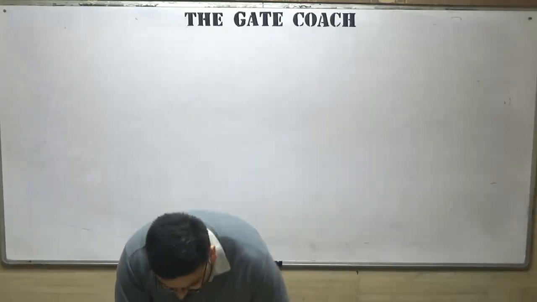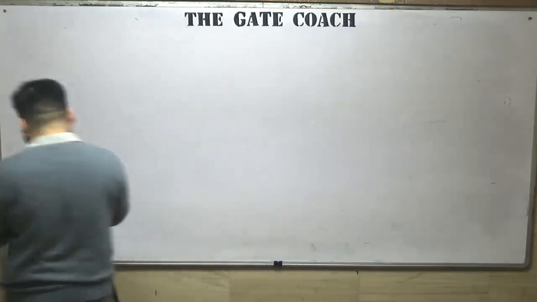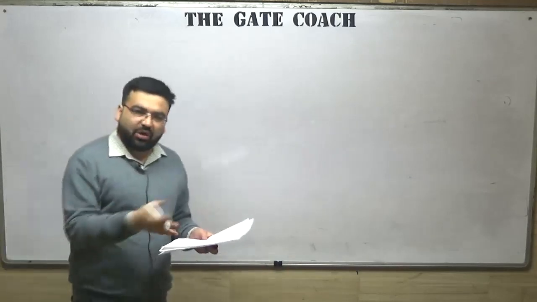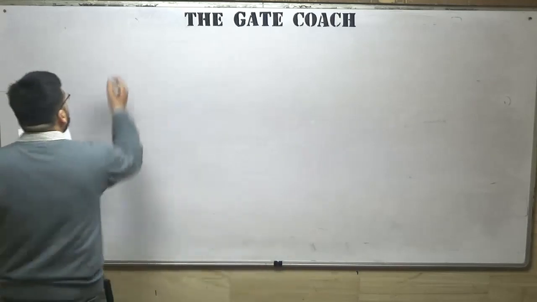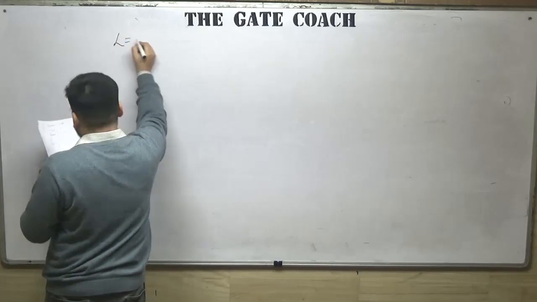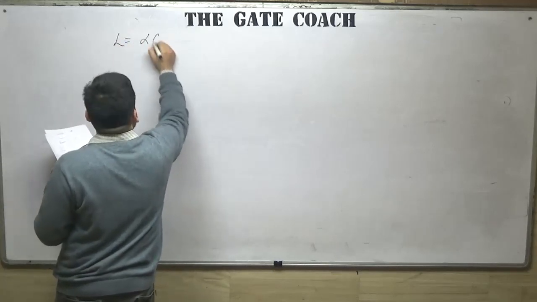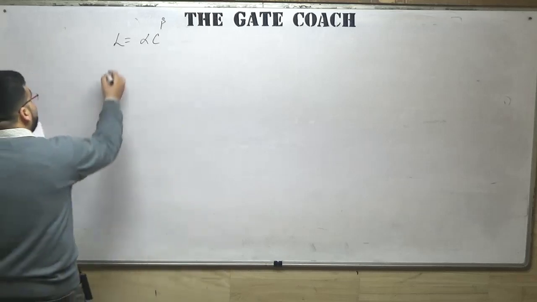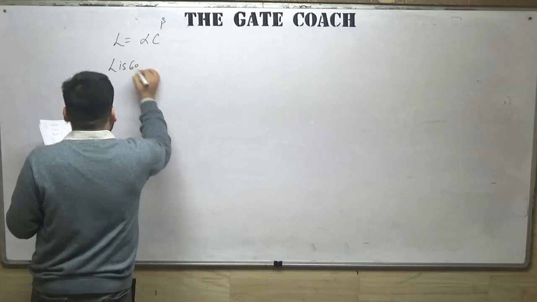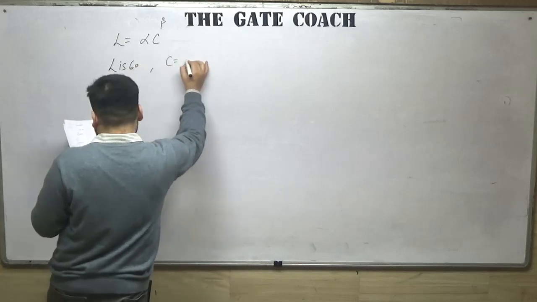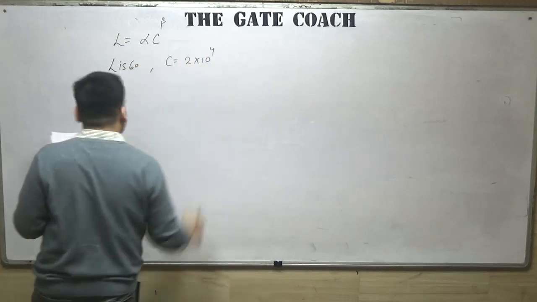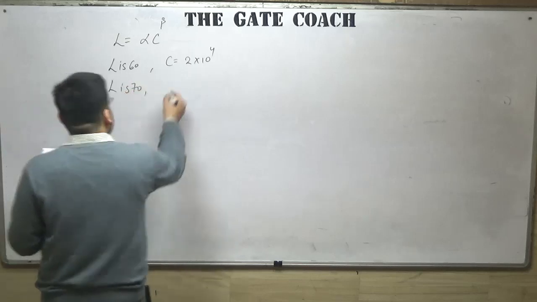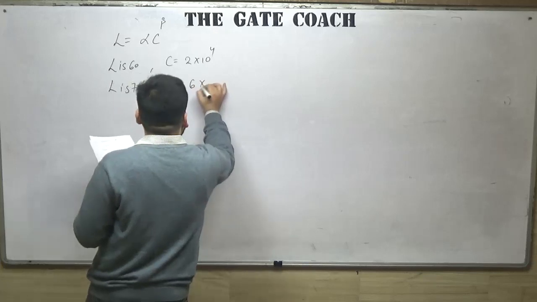Apart from it, dear students, we have received one more question in mathematics, that you can call mathematics or you can call general aptitude, whatever you want to call it. So there was a question, this was given that L is equal to alpha c raised to the power beta. Alpha and beta are some unknowns, right? And some conditions are also given, that is L is 60 when c is equal to 2 into 10 raised to the power 4. L is 70 when c is 6 into 10 raised to the power 4.